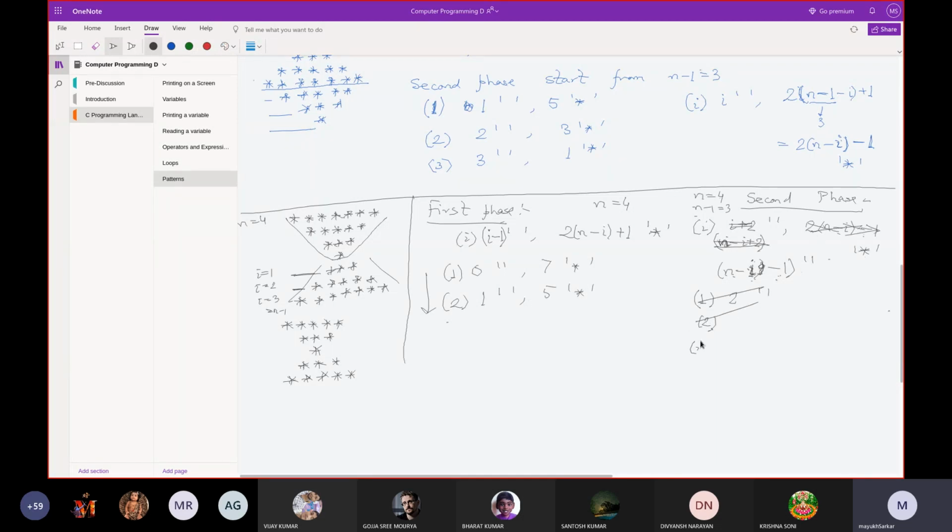Correct it. Number of spaces is correct now. N minus I minus 1 number of spaces. For I is equal to 1, there are 2 spaces, 3 stars. For I is equal to 2, there is 1 space, 5 stars. So is it 2I plus 1? It is 2I plus 1 number of stars. Okay.